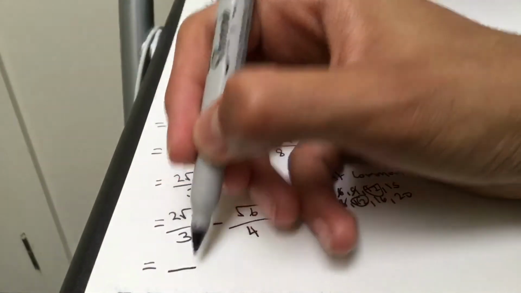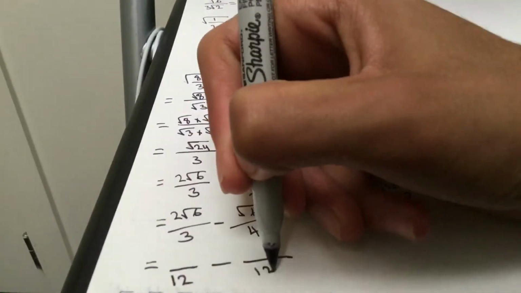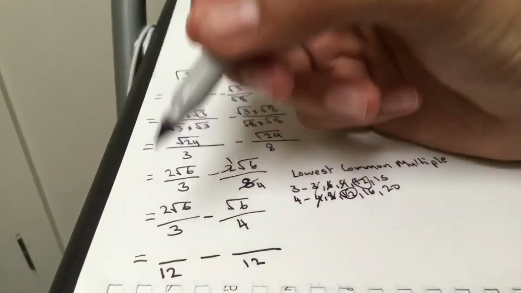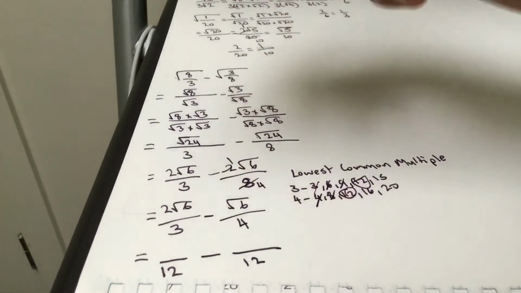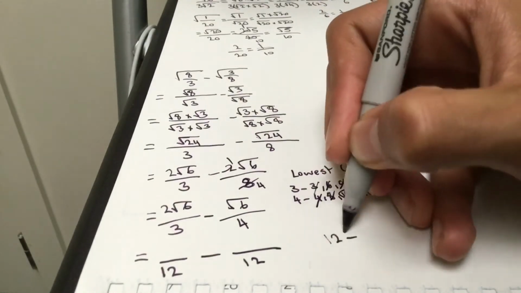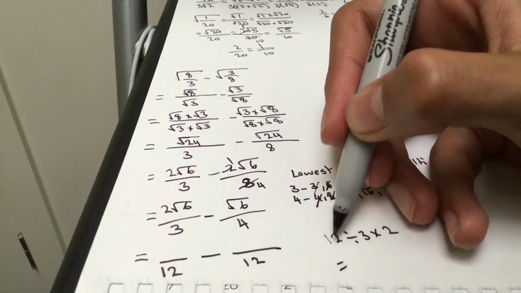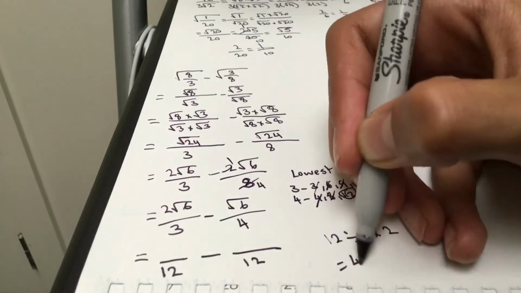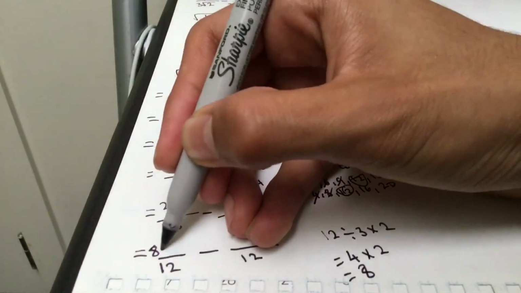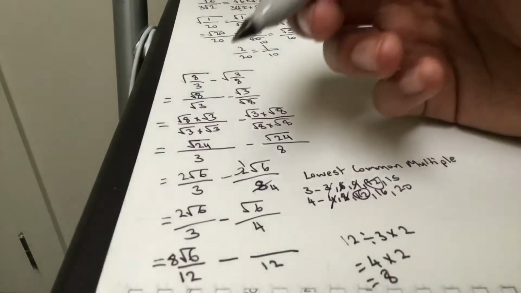So for both denominators, we're going to write 12. So it's over 12. The next step is to go 12 divided by 3 times 2. So 12 divided by 3, which is 4, and then we go times 2, which gives us 8. So it's 8 square root 6. And by the way, you leave the square root, so you don't do anything to it.